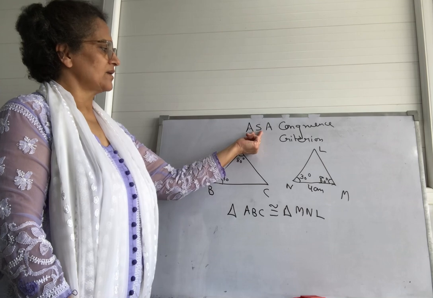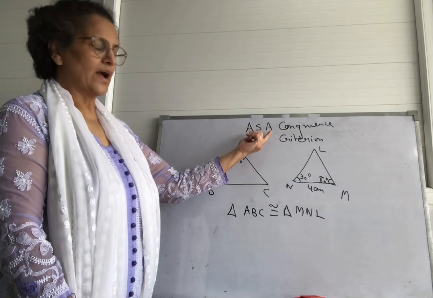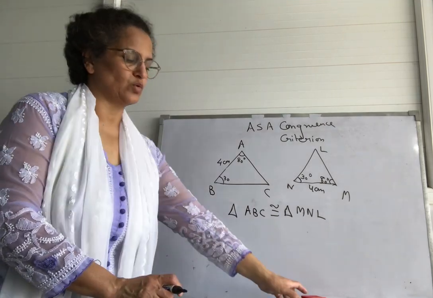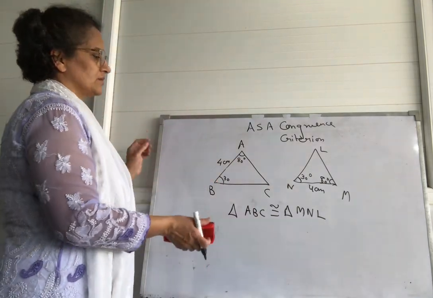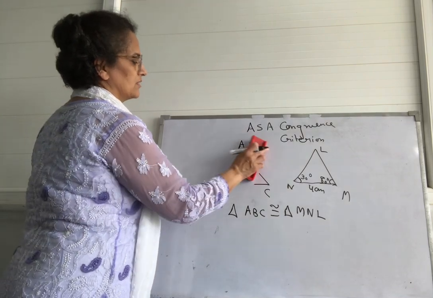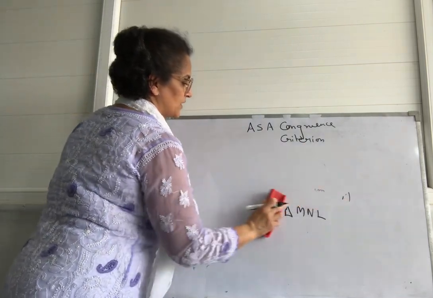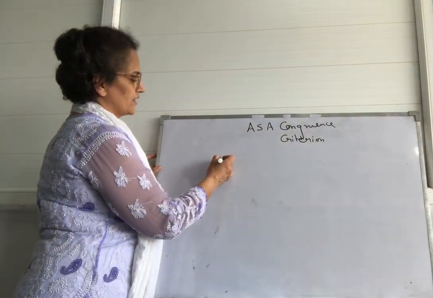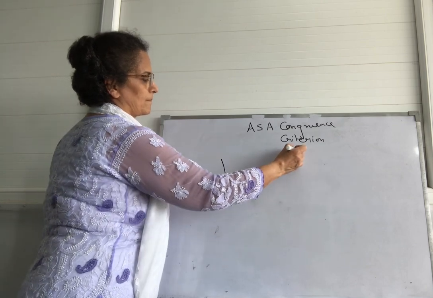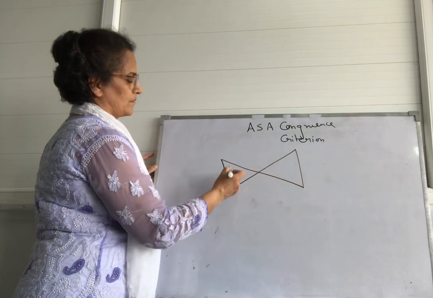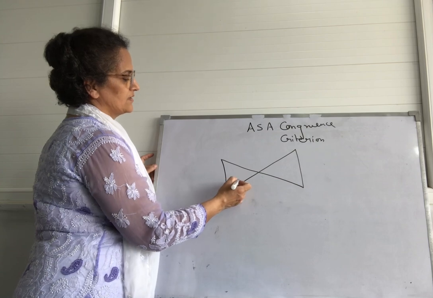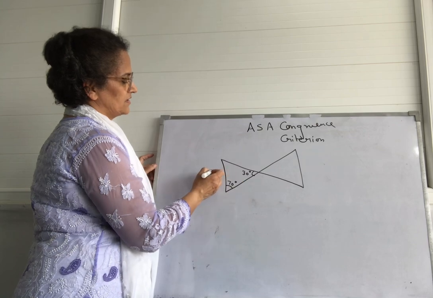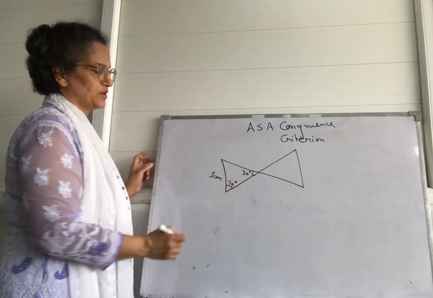Here this side should be included between these two angles. So you can see the side is touching both the angles. So it is included between the given angles. Now let's take another example. If I am drawing, if I take this as 30 degree, this as 70 degree and this as 3 centimeter.